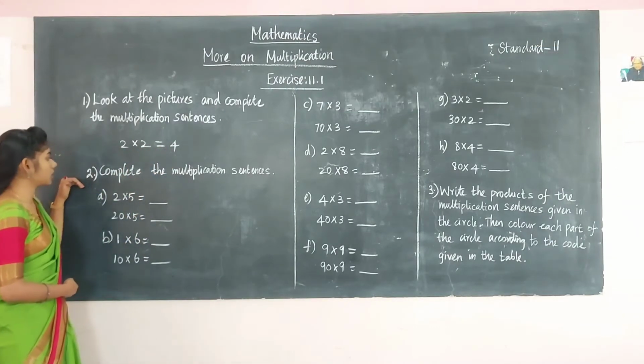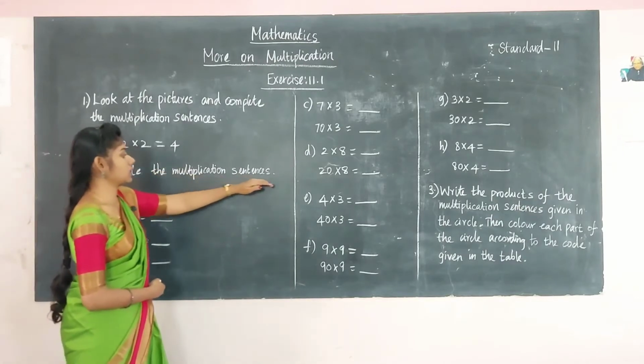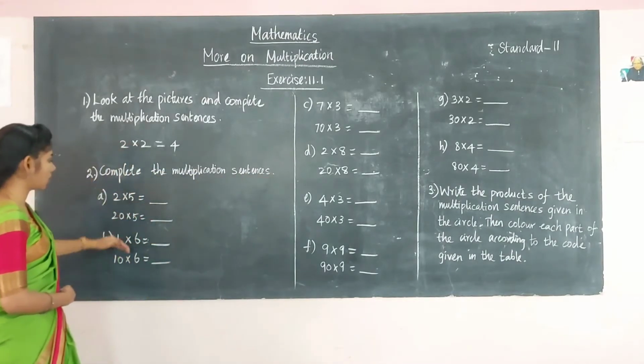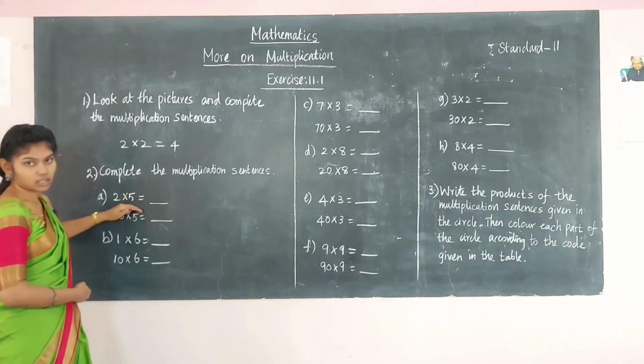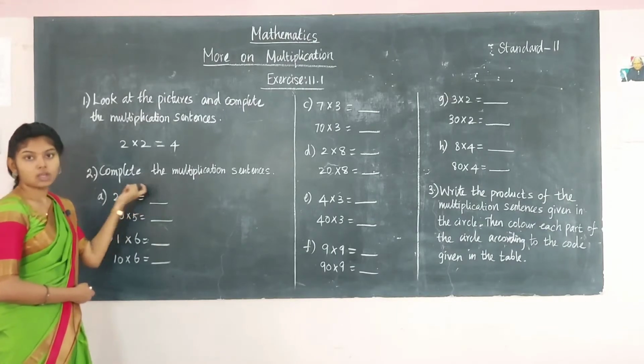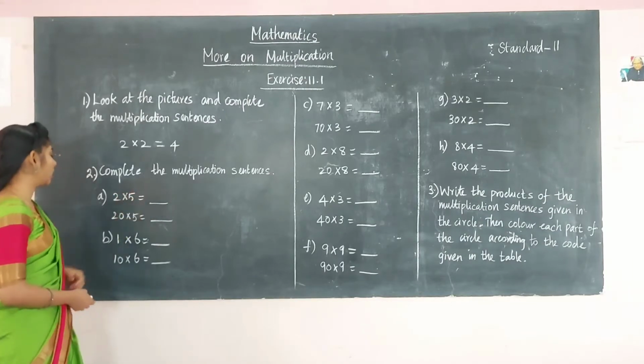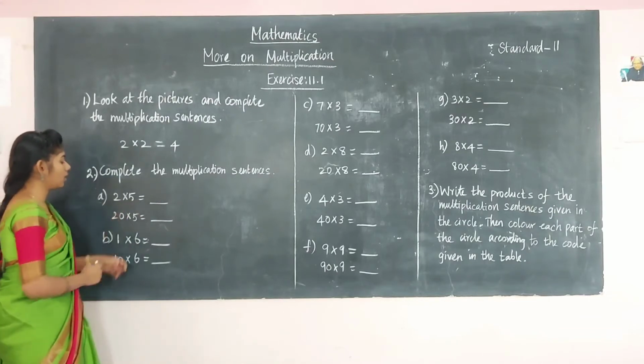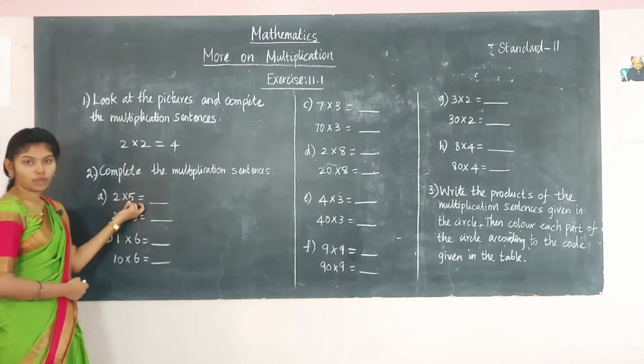And see the next question. Complete the multiplication sentence. So here a few questions are given for you. The multiplication sentence is given and you are going to find the answer for this. You are going to fill in the blank. And here, first question, what is given here? 2 5s are. What is 2 5s are?